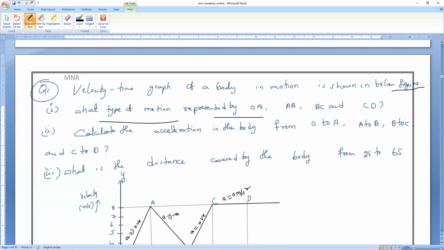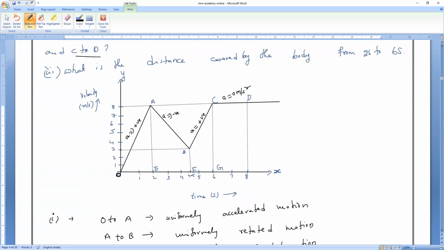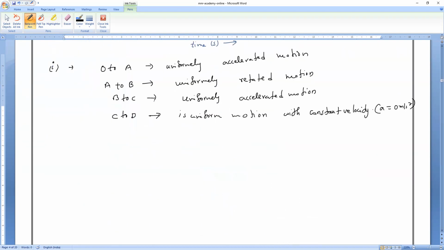Next, second question. What is the second question? Calculate the acceleration of the body from O to A, A to B, B to C, and C to D. First, acceleration from A to B. Tell me, we have to find the slope. Agalya, what is the slope? You should tell me. This is a triangle, O to A. Only O to A. Acceleration of the body from O to A. What will it give you? Second question. If you are not responding, I won't teach you.